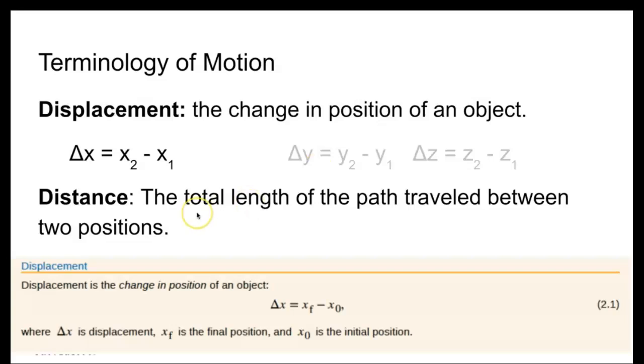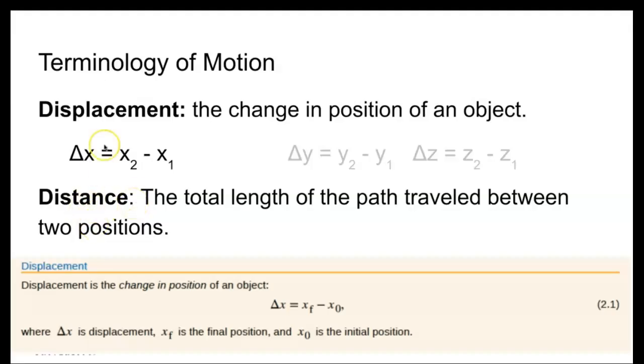The distance an object has traveled is the total length of the path traveled between 2 positions. This cannot be negative. This just keeps adding up. So for example, if you get up, you get in your car, and you drive around the block, your total displacement at the end is, here's where you are back at your house, here's where you started at your house, your displacement is 0. Your distance obviously wouldn't be because it has added up.